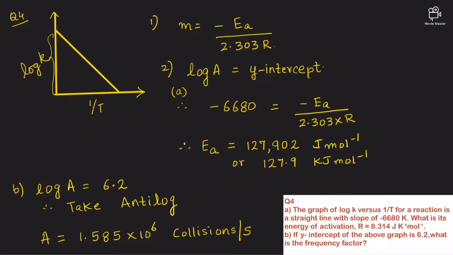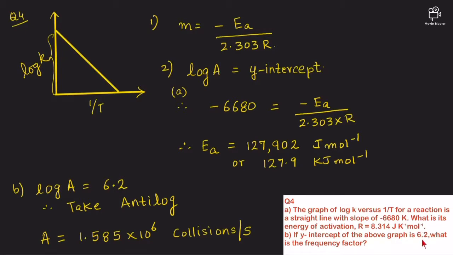So just substitute the value. You've been given the slope as minus 6680 Kelvin, minus EA upon 2.303 R. As I said here, you can just simplify it as 19.147. Substitute the value, multiply, and you get the value of the activation energy. You can leave your answer in joule per mole or kilojoule per mole. What about the Y-intercept? Now log A is 6.2. It is provided to us in the question.